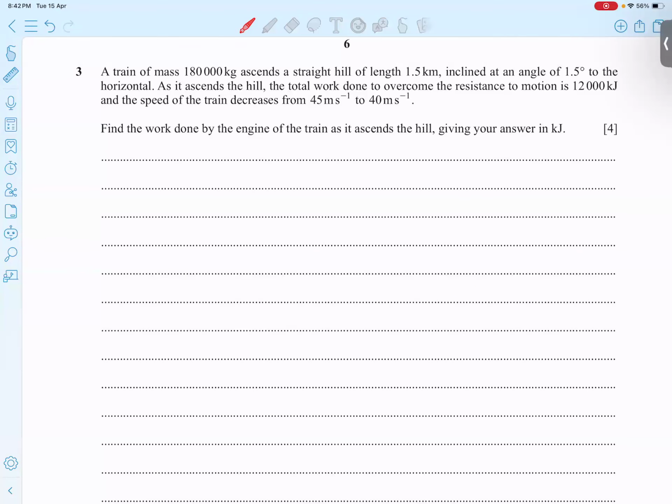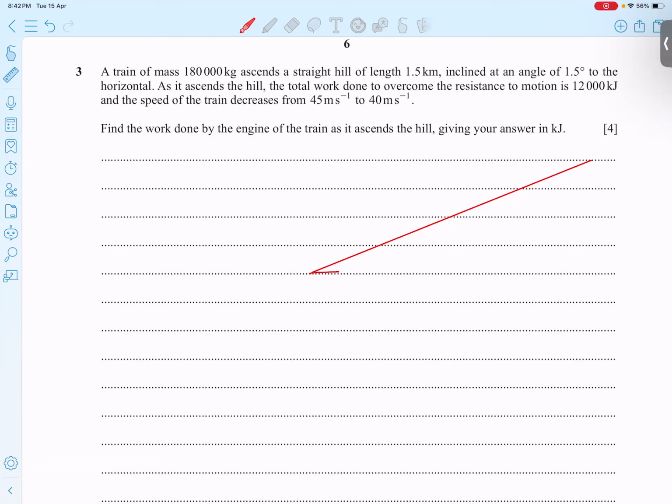So question number 3: a train of mass 180,000 kilograms ascends a straight hill of 1.5 kilometer length, inclined at an angle of 1.5 degrees to the horizontal, and the total work done to overcome the friction force is this. And the speed of the train decreases from this to this. So it means that as it goes up, the speed is decreasing.